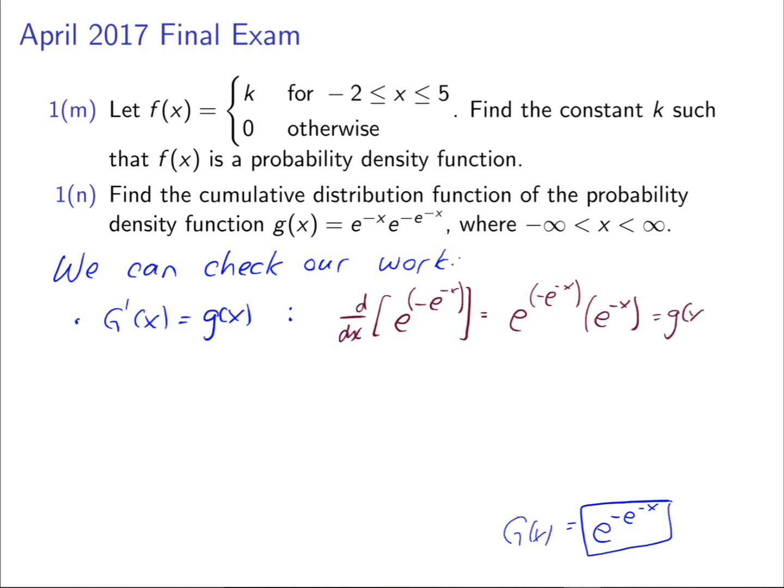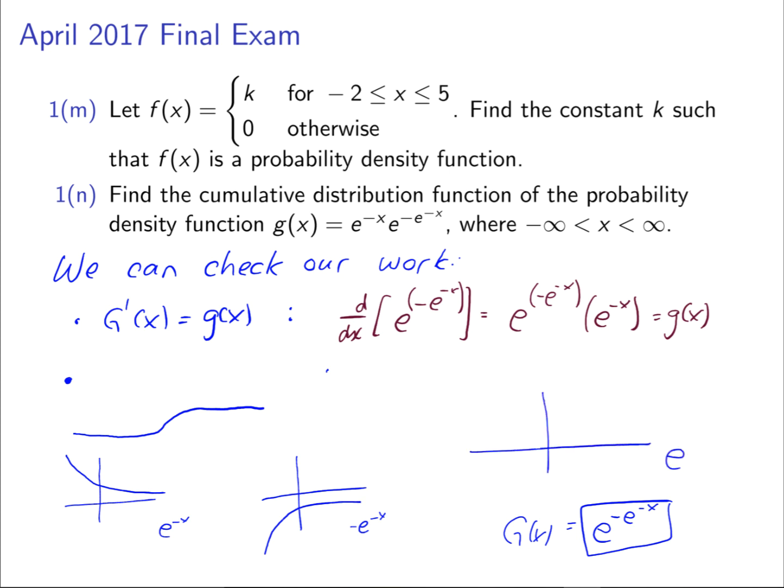So that bit works. We also have a general idea of the shape of the CDF. It needs to have a limit of 0 on the left, a limit of 1 on the right, and it needs to be non-decreasing. So we can think about sketching this. And maybe let's do this in stages. e to the minus x looks like this. Negative e to the minus x is just the negative of that.